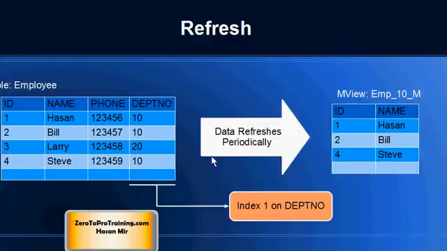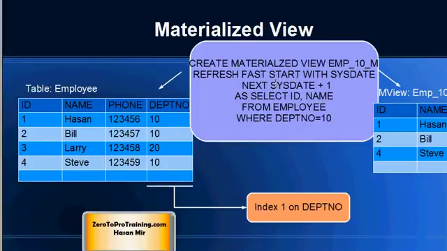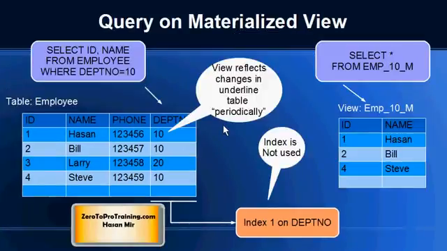Now, obviously, since this is an object holding data, it is not a window anymore on the base table, so now we have a refresh in the picture. A refresh has to take place periodically that will reflect the changes in the base table into this materialized view. And you define the refresh rate in the create materialized view command that you use to create the materialized view. So the bottom line is that there is a lag now in the refresh.